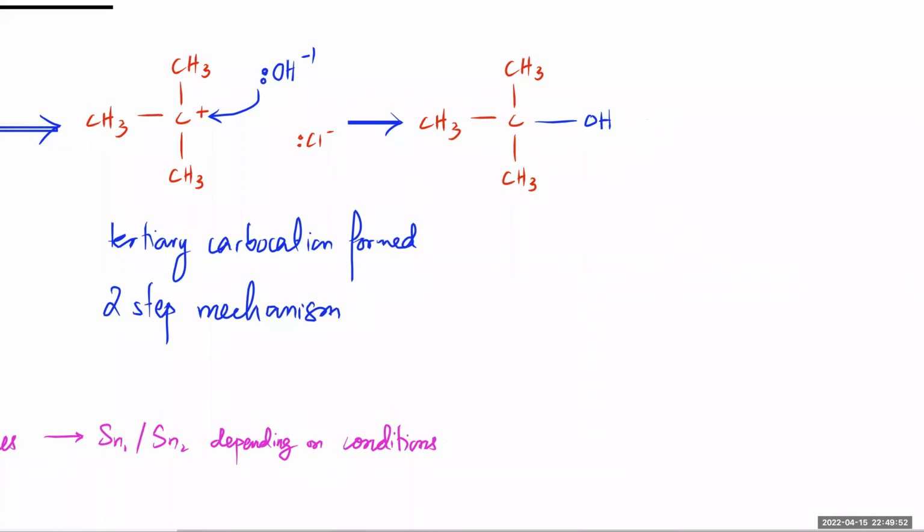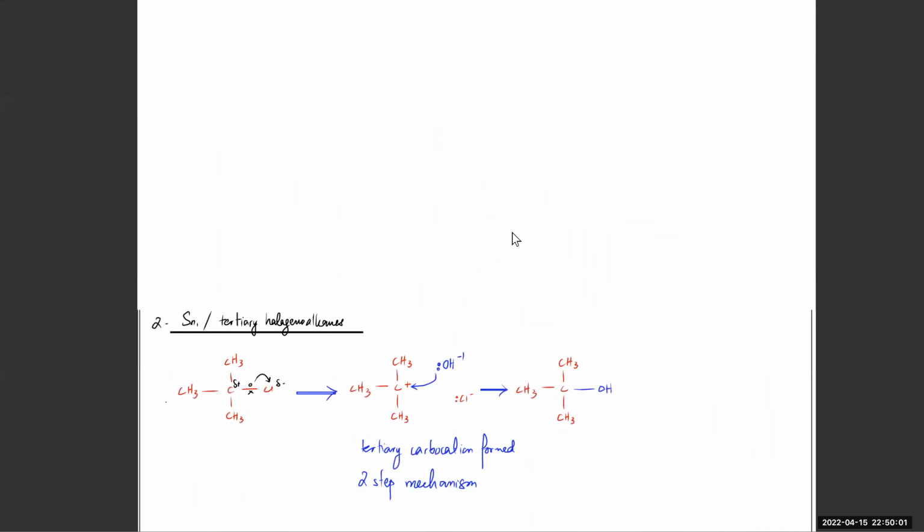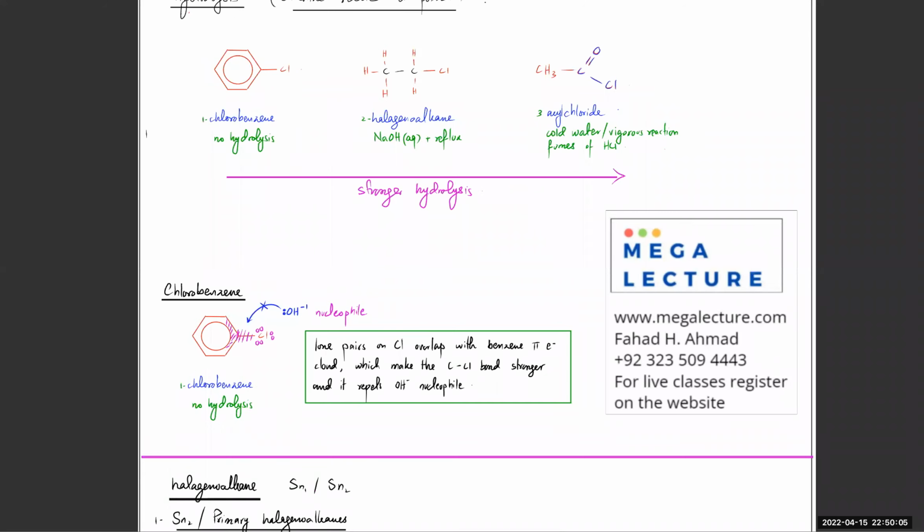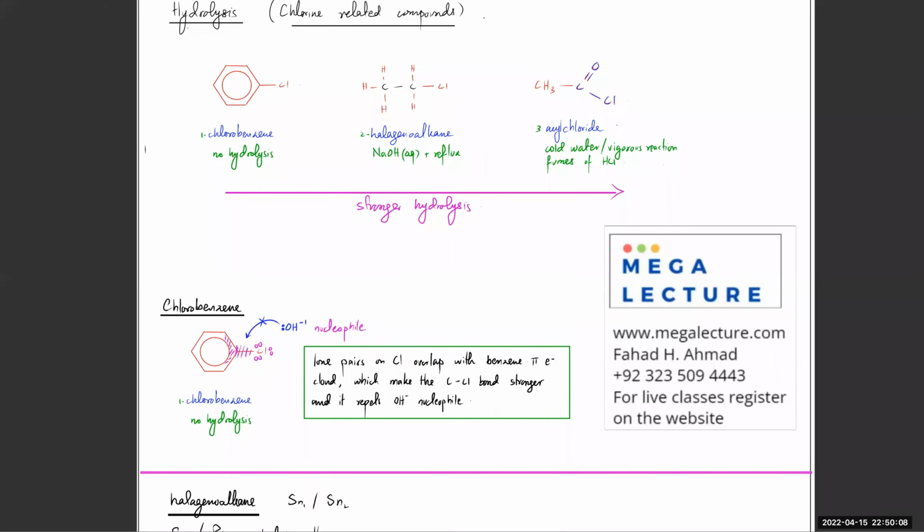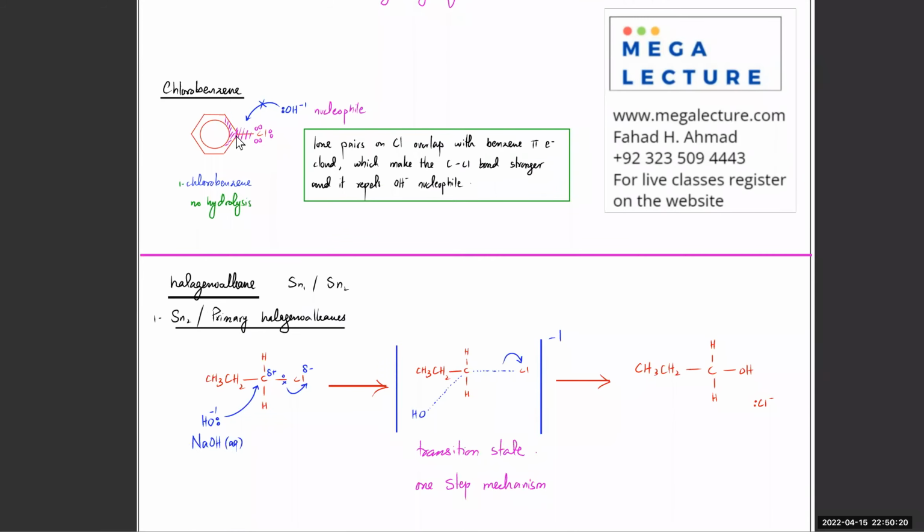So this one, I'll just go through and revise the whole hydrolysis thing. Remember, these three compounds: you've got chlorobenzene, no hydrolysis. Halogenoalkanes, you do have hydrolysis, but that requires NaOH aqueous and reflux. And you've got acyl chlorides, vigorous hydrolysis. So you need to know the reasons for each one of them. Why doesn't chlorobenzene hydrolyze? Because there's a lot of electrons over here. The benzene electron cloud and the lone pairs on Cl overlap. And the OH- nucleophile gets repelled by that because that is also negatively charged. So there is no hydrolysis in that particular case.